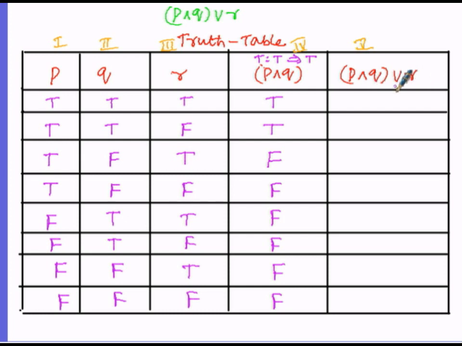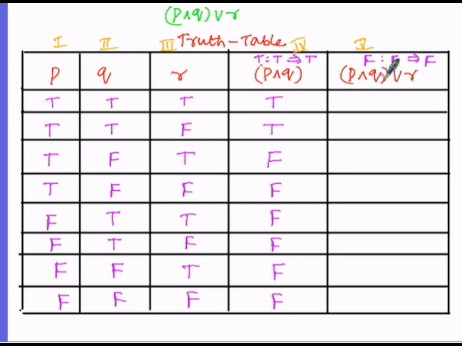So in order to find out the disjunction, the first statement, that is P and Q, must be false, and similarly the statement R also must be false. Therefore the disjunction will be false. So here P and Q lies under column number 4 and R will lie under column number 3. So we have to see under column numbers 3 and 4 in order to find out the disjunction of these 2 statements.